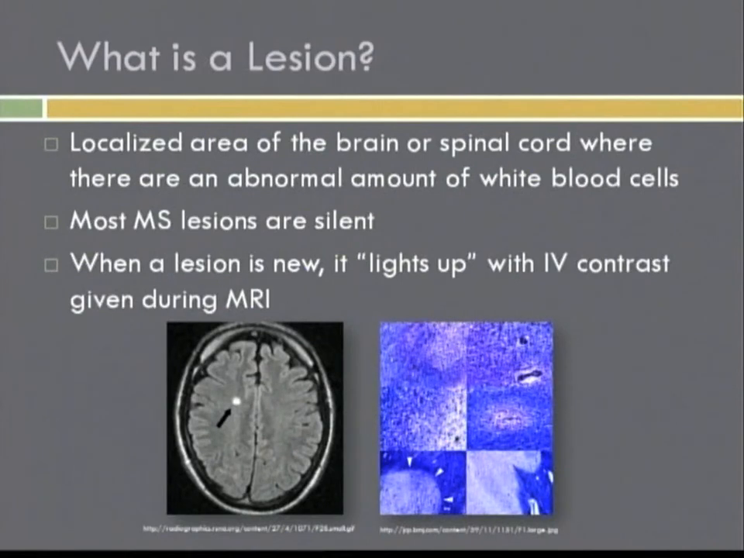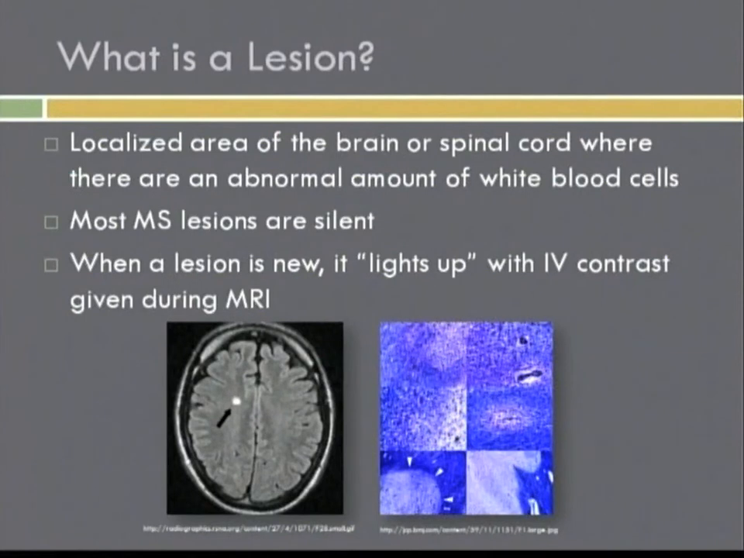And so translated into something that we can see on MRI in a patient, inflammation causes lesions. So it's probably a very common experience in this room that after having a neurologic symptom and going to the neurologist and the MRI is performed, the neurologist says, "I see a lesion." So what a lesion is exactly is a localized area of the brain or the spinal cord where there are an abnormal amount of white blood cells, that inflammation that we had talked about.